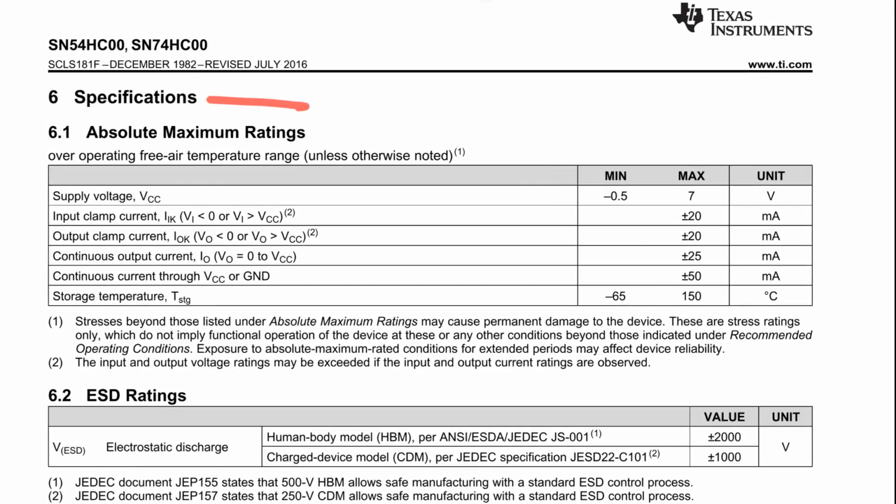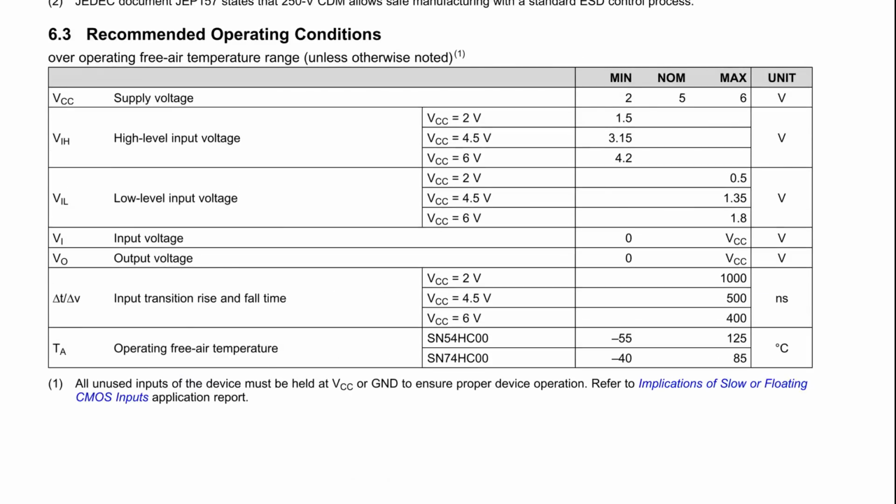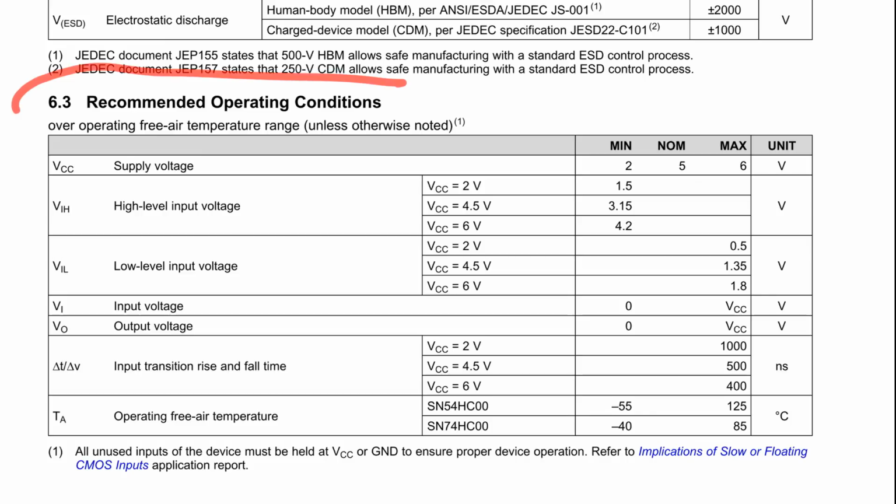Now up here we saw our absolute maximum ratings. As I said, you are not to use these as a design specification. You are not to design for those. They're just absolute, you're going to break the damn thing. If you go down here, here it is. Recommended operating conditions. This is the one you want to design around.